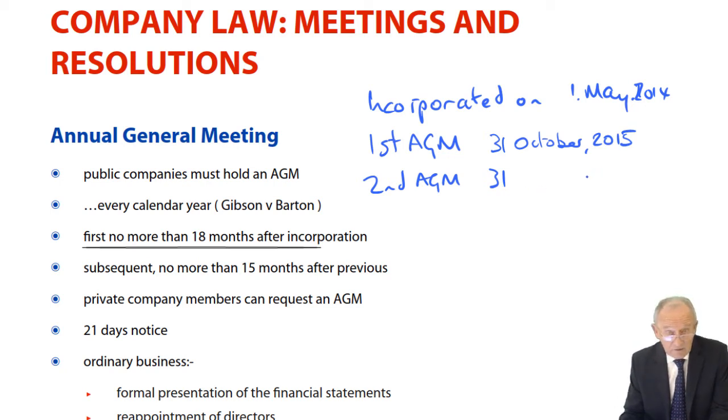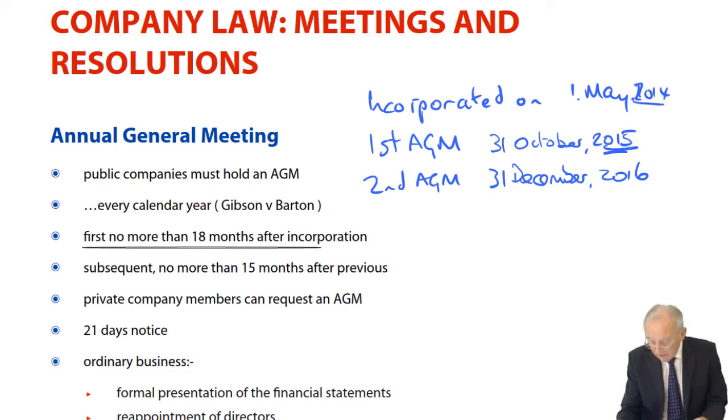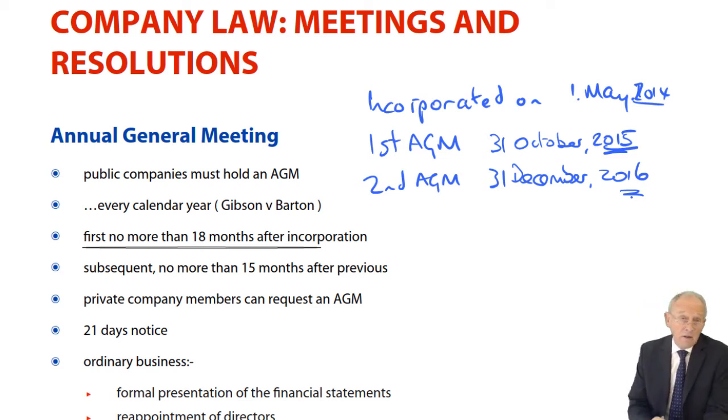2017, you might have said, 31st January 2017, but where's your annual general meeting to be held in 2016? You've missed a year. The latest it can hold its second AGM is 31st December 2016. So now it's got an AGM in 15 and it's got an AGM in 16, and that will satisfy the legal requirement of having an annual general meeting in each calendar year.